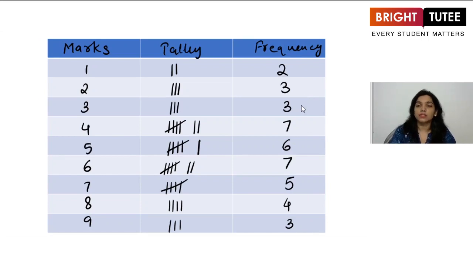Let us check. So 7 plus 3 is 10. 10 plus 3 is 13. 13 plus 2 is 15. Then 15 plus 5 is 20. 20 plus 4 is 24. Plus 6 is 30. 30 plus 7 is 37. Add 3 more to it, it is 40. Right?